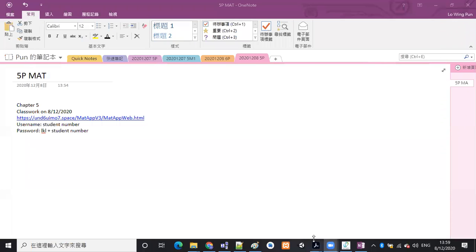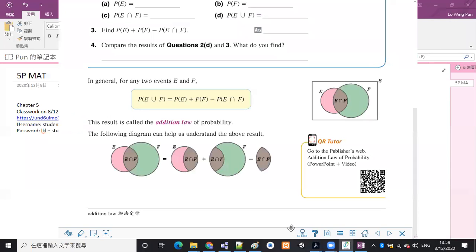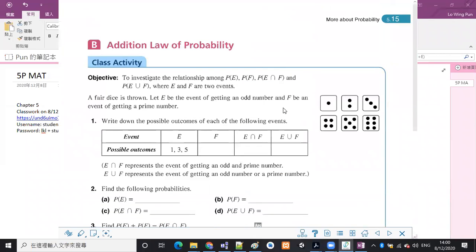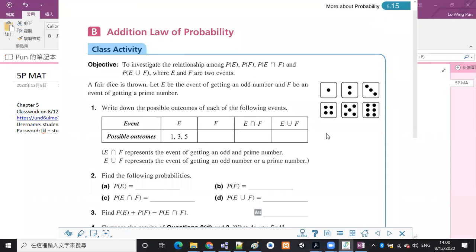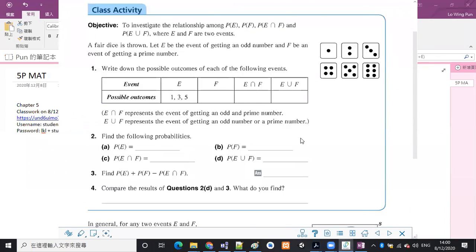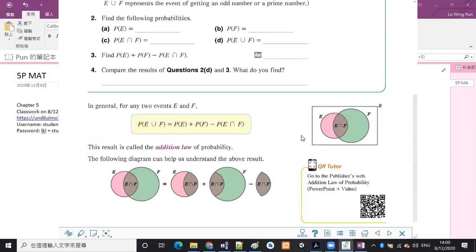So chapter 5. Let's go to page 5.15 directly. We are not going to learn the first part of chapter 5, which is more about the notations, the symbols. We are going to learn just two symbols that will be very easy to learn, starting from the second part of chapter 5.